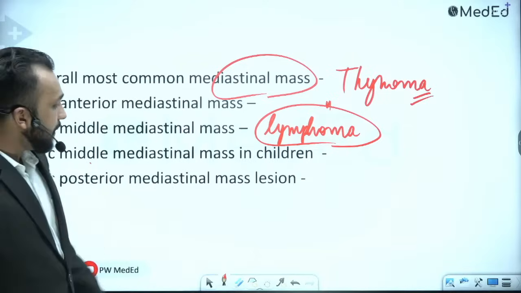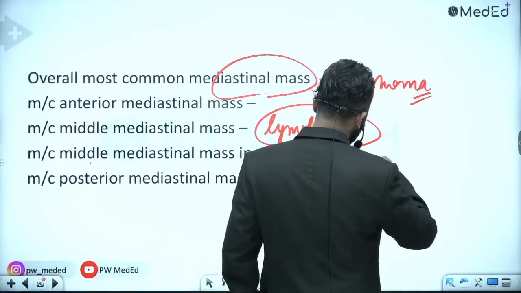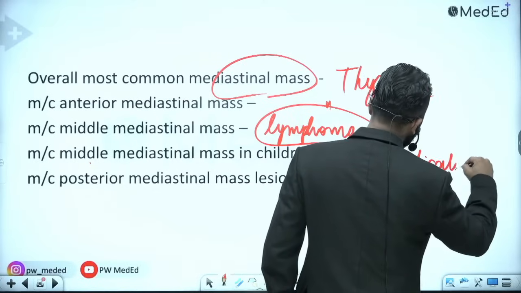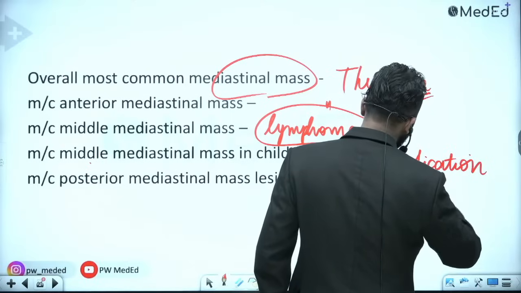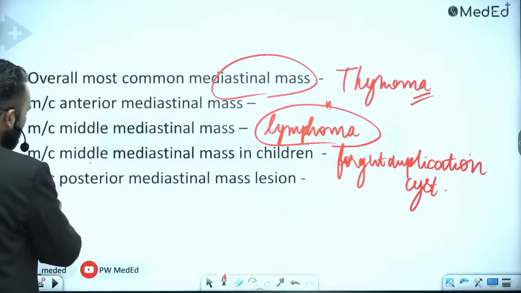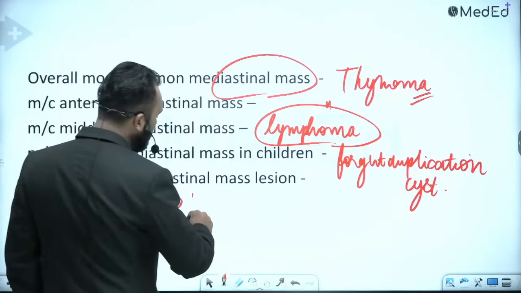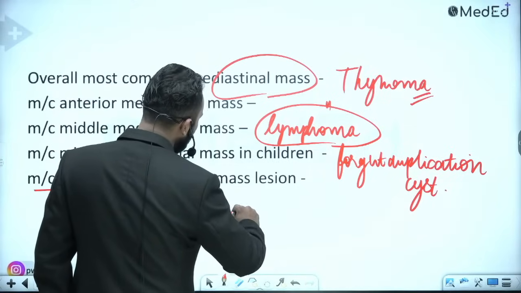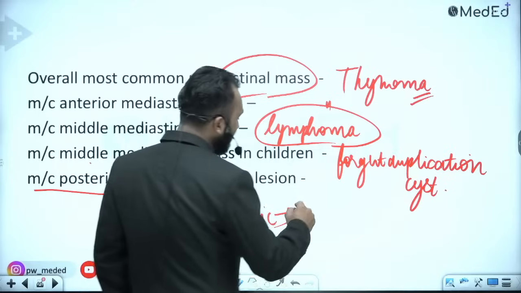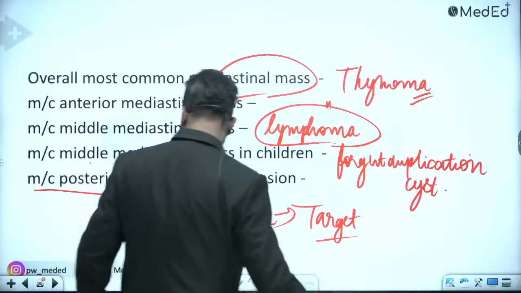Most common middle mediastinal mass in children is your foregut duplication cyst. And the most common posterior mediastinal mass will be your neurogenic tumors. And just remember that your neurofibroma gives a target appearance on MRI.